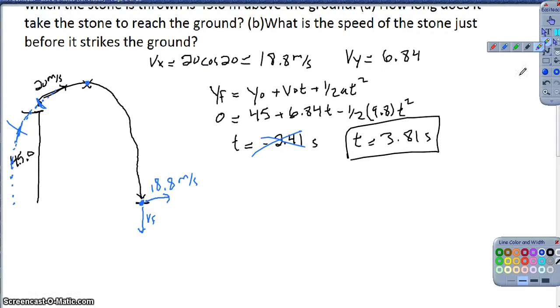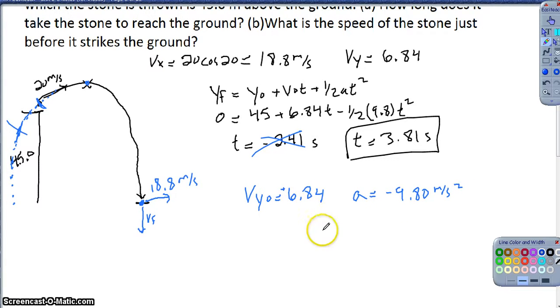So using my measurements, again, let's just think through what we know. Well, I know my initial vertical velocity is 6.84. I know my acceleration due to gravity is negative 9.80 meters per second squared, since I've defined positive 6.84 as going up.